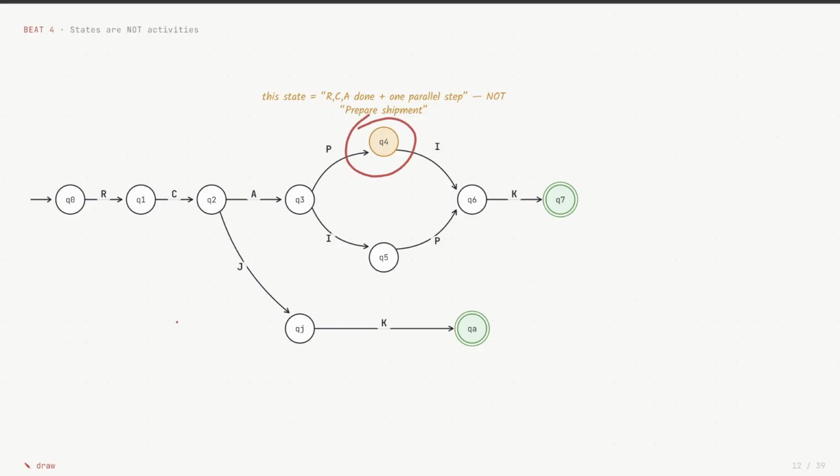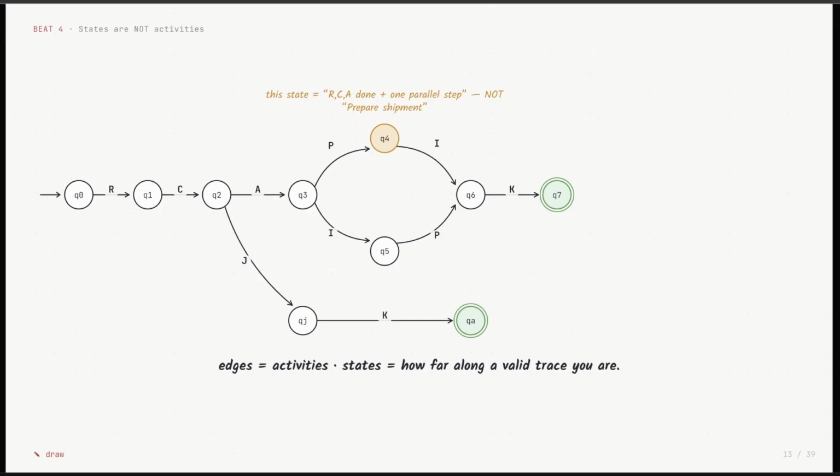Here, this is actually a state. It's not "prepare shipment". The arrow is the activity or the transition here. What this actually means is that you're saying, okay, I've done receive, then check, then approve, and then I did one of the parallel steps, here, the P, and I still owe another step to close here, to get to Q6. So that's the description of Q4.